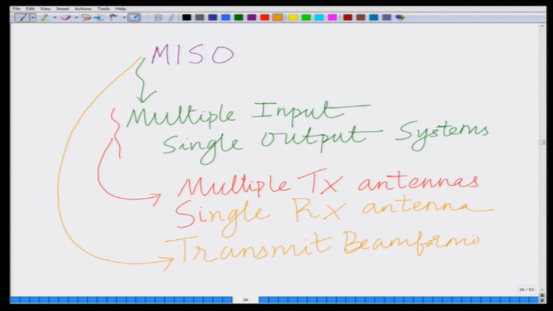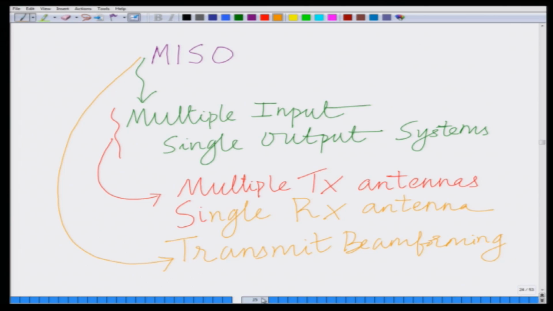We have previously seen maximum ratio combining at the receiver for a single input multiple output system. For a single input multiple output system we have maximal ratio combining, which is also known as receive beamforming. Now if we have multiple inputs and a single output, we can do something known as transmit beamforming, and this is what we are going to explore in this module. So let us start by looking at a simple example.